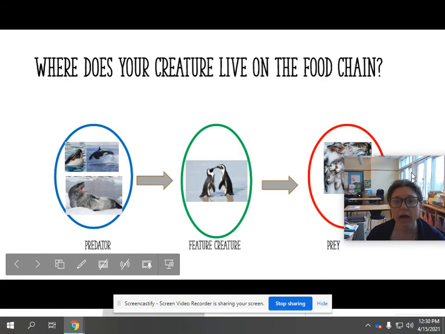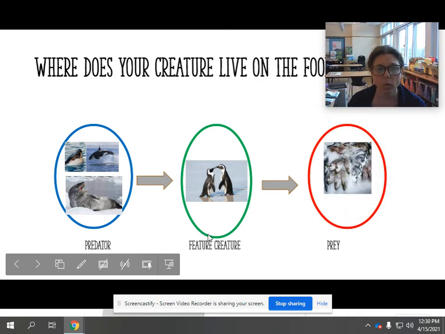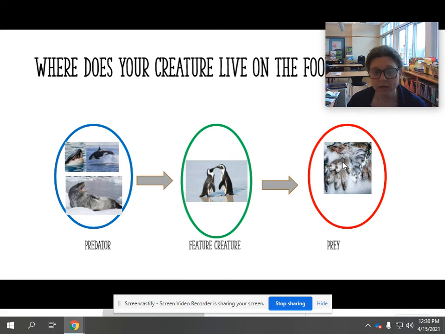Now, finally, I want you to be thinking about where your creature lives on the food chain. Well, my feature creature is a penguin. Prey for penguins are fish. Penguins are prey for the predators, seals and whales. So that means seals and whales are predators for penguins. They eat them. And at the same time, penguins eat fish.